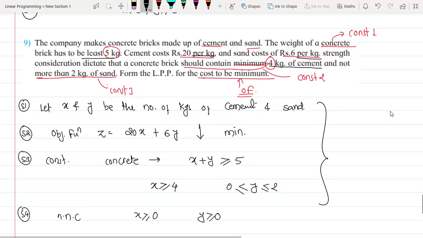So I hope you have understood all the questions from this exercise. We have seen all the questions in detail. So please go through all these questions once again. If you have any doubt, let me know. Okay, so from the next video, we'll be looking at the solutions to the given LPP. With this, we will stop here. Thank you.